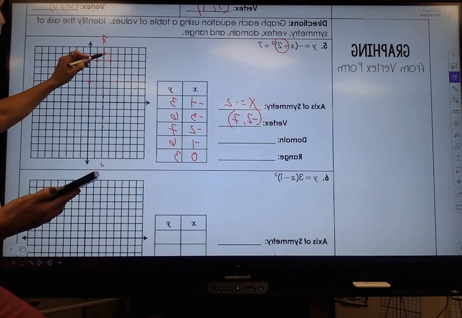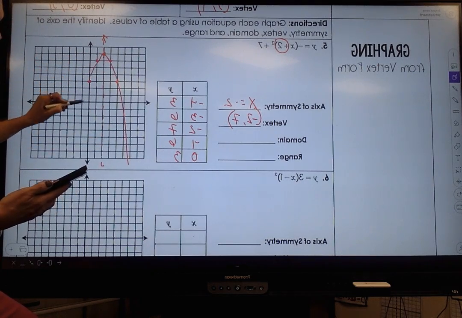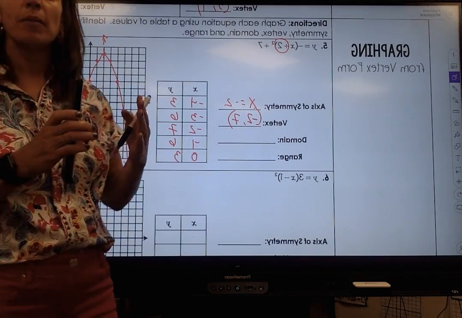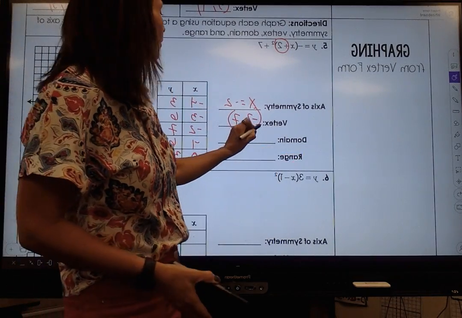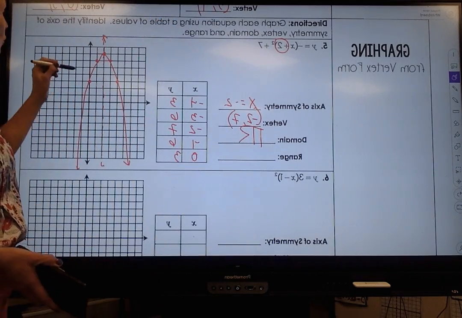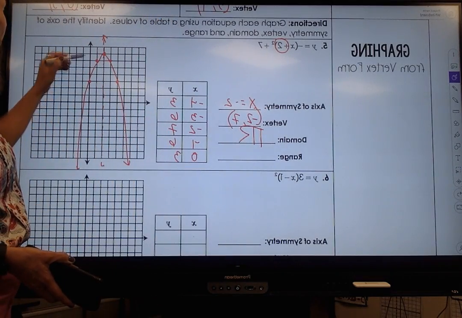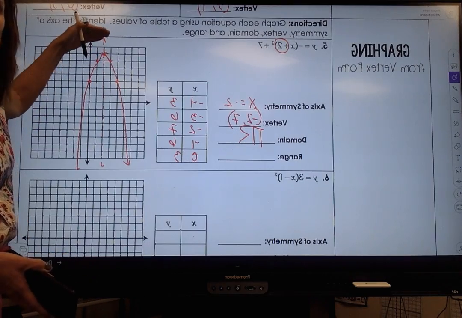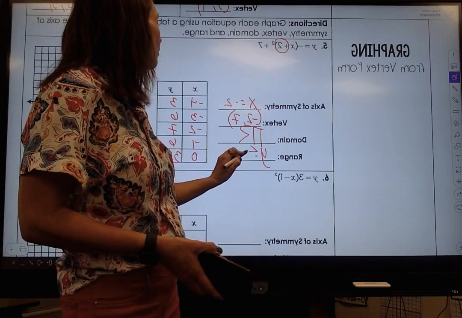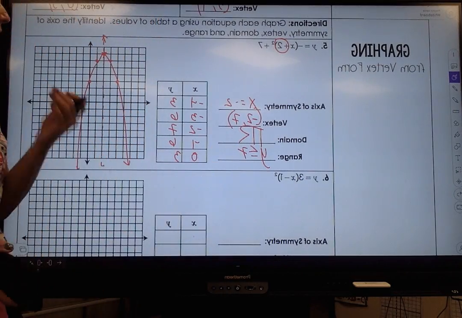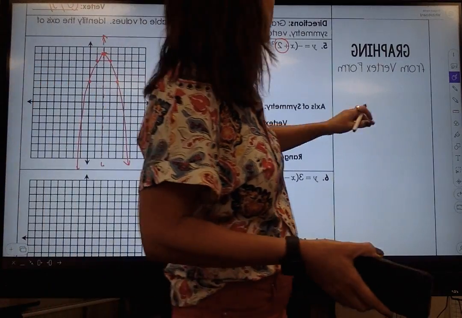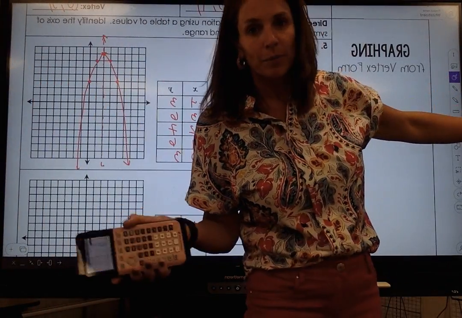And then I'm going to draw my parabola. That's what it looks like. How far left and how far right does it go? Forever, so it's all real numbers. And my range, it's going to go all the way up to 7, but it will never go above. It's going to go below 7. So y is less than or equal to 7. So just what we did yesterday, except now it's in vertex form. So I think that's pretty easy.